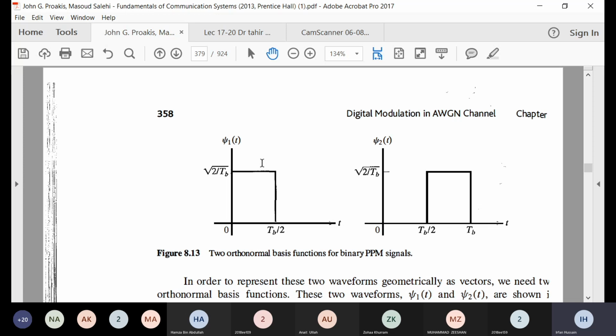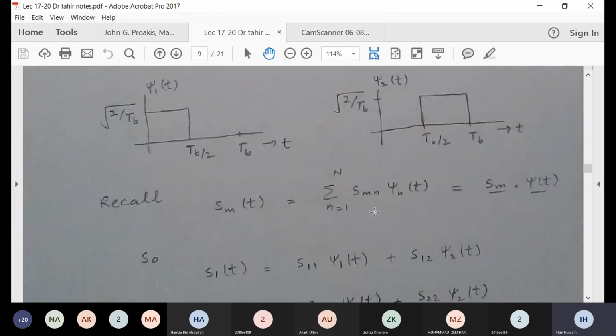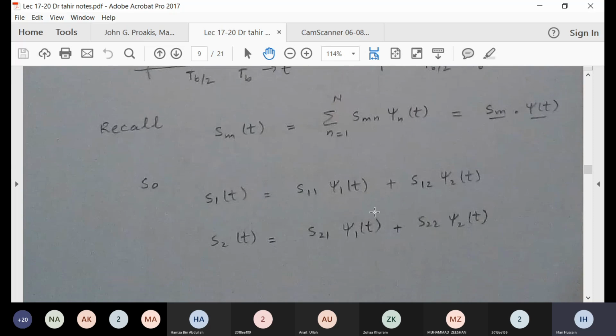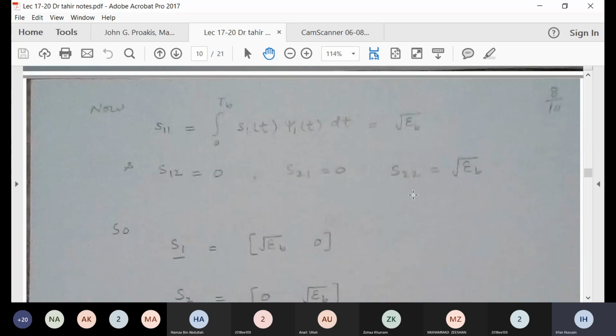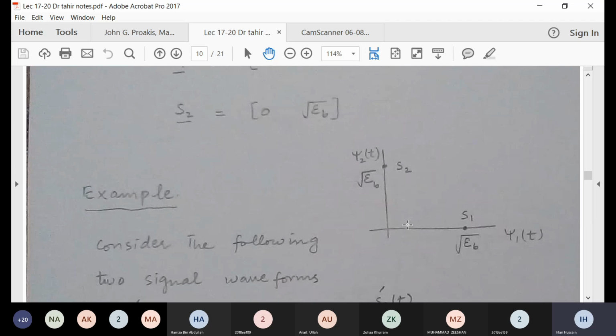These are the original signals, and these are your orthonormal bases. Once you have the orthonormal bases, you can very easily find all the projections: S11, the projection of the S1 signal onto psi 1, S12, and like that. Here, two of them will be zeros because this is an orthogonal scheme. Only S11 and S22 will be there. S12 and S21 will be 0. Only S1 and S2 will come out, and that will be equal to under root EB. This will be your representation, and you can write it like this.